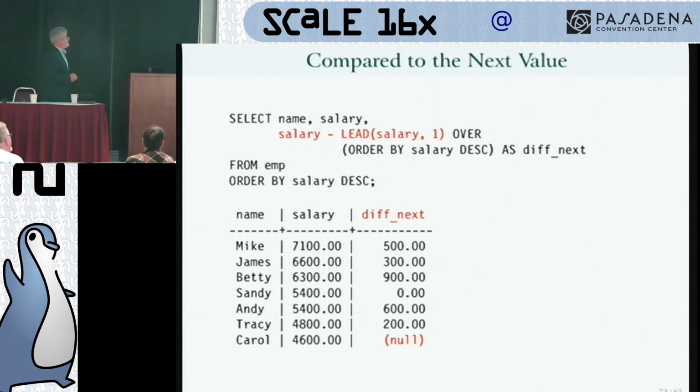What about this? Instead of comparing the salary to the average, I want to compare it to the next salary. The next salary forward, okay? Because I'm ordering by salary descending. So how much more is Mike making than James? How much more is James than Betty? How much more Betty than Sandy? How much more Sandy than Andy? How much more Andy than Tracy? How much more Tracy than Carol? You get the idea. So instead of comparing to the average, I'm comparing to the next person who has the next highest salary.